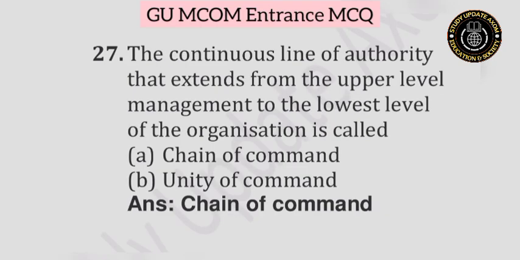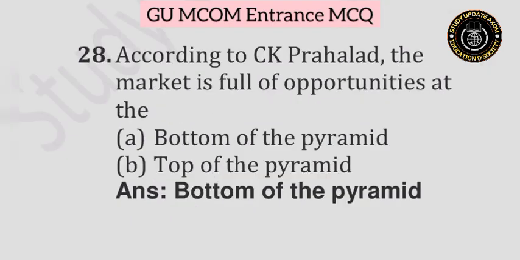Number 27. The continuous line of authority that extends from the upper level management to the lowest level of the organization is called option A. Chain of command. Option B. Unity of command. Answer is chain of command. Number 28. According to CK Prahalad, the market is full of opportunities at option A. Bottom of the pyramid. Option B. Top of the pyramid. Answer is bottom of the pyramid.